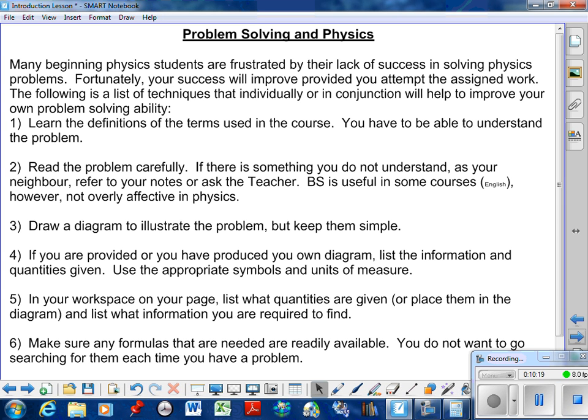So definitions. When it comes to me assessing you, I'm looking for you using the proper terminology. So it's very important that you learn the definitions so you can use the terminology carefully in the course. Make sure you read the question carefully and answer what's being asked. Okay.